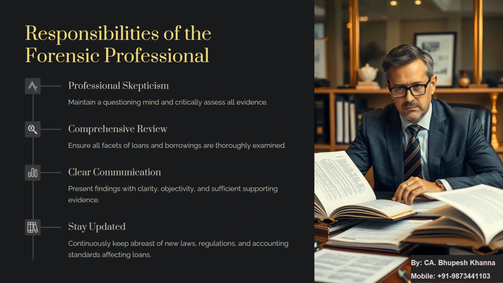Now we will discuss responsibilities of the forensic professional. Maintain professional skepticism and independence. Ensure a comprehensive review covering all aspects of loans and borrowings. Communicate findings clearly and with sufficient evidence. Keep abreast of updates in laws and accounting standards impacting loans.